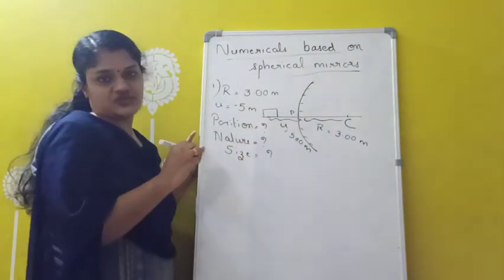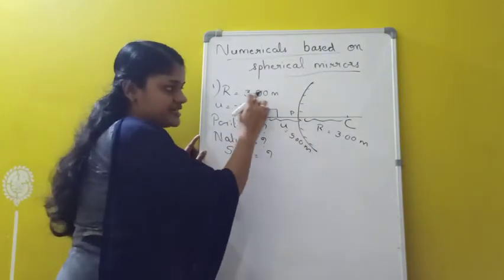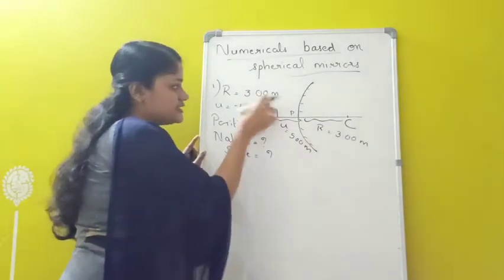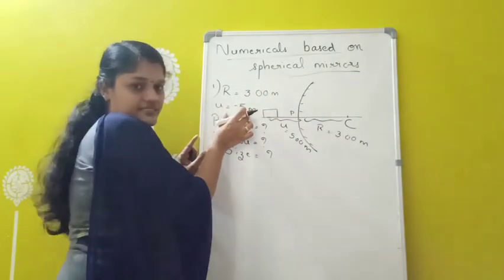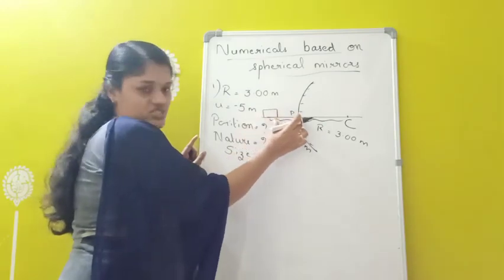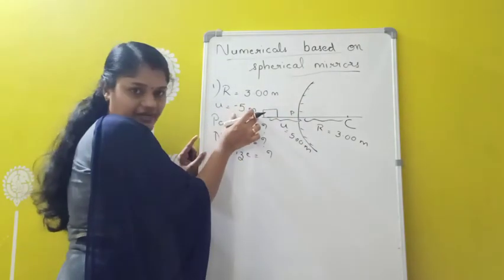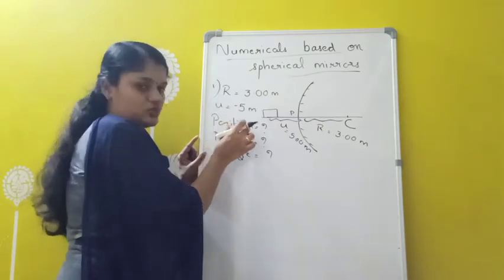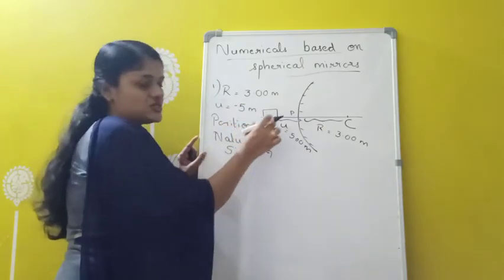Position, nature and size of the image. In the case of a convex mirror, the radius of curvature is given, that is R is 3 meters. The object distance is 5 meters. Here the object means the bus. The bus is at a distance of 5 meters from the pole. So u is taken as minus 5 meters. Then we have to find the position, nature and size of the image.